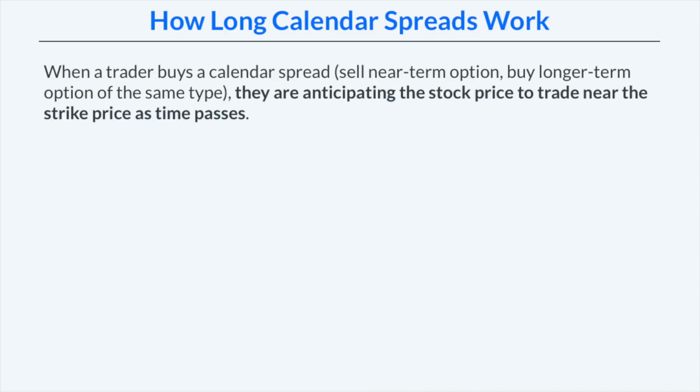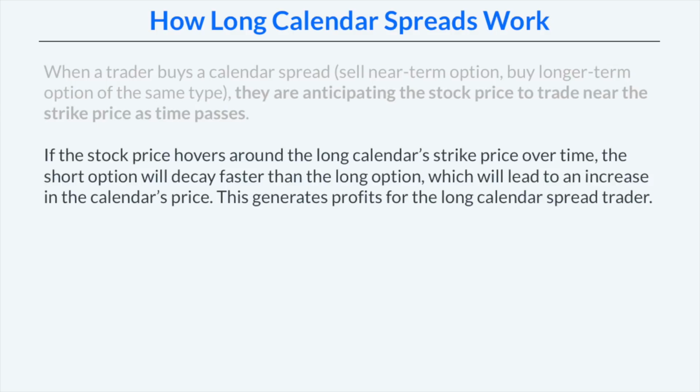So when a trader buys a calendar spread by selling a near-term option and buying a longer-term option of the same type, they are anticipating the stock price to trade near the strike price as time passes. Now, if the stock price hovers around the long calendar's strike price over time, the short option will decay faster than the long option, which will lead to an increase in the calendar's price. Now, since we purchased the calendar spread, an increase in the calendar's price will generate profits for the long calendar spread trader.